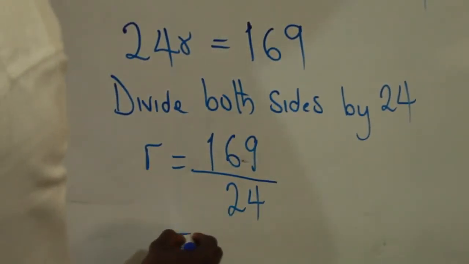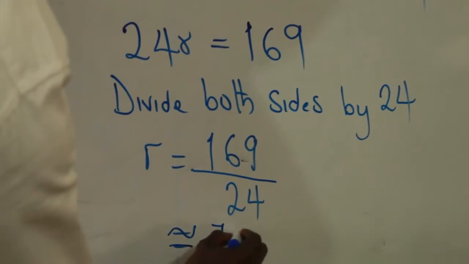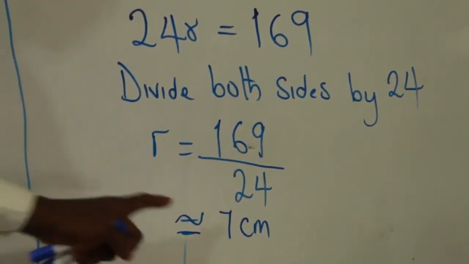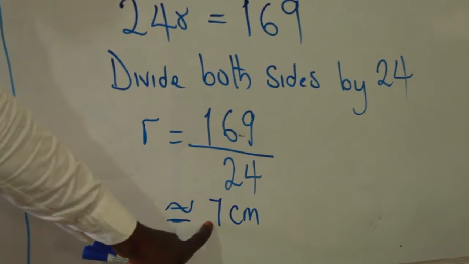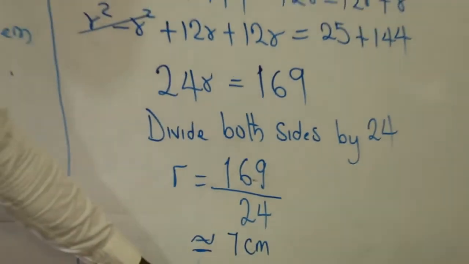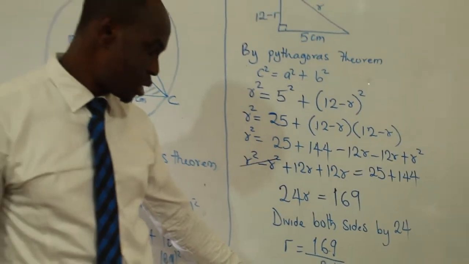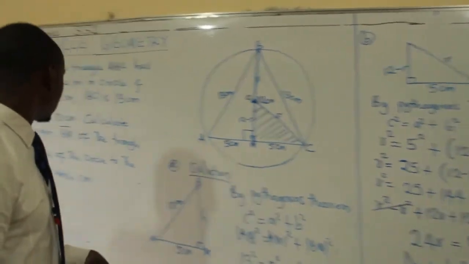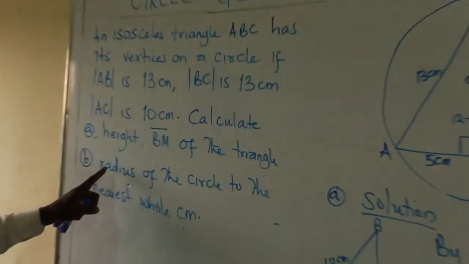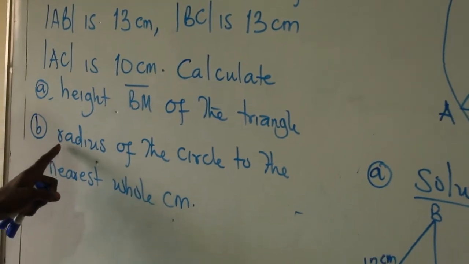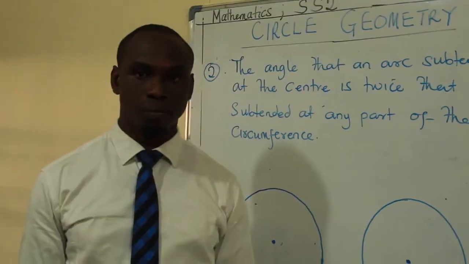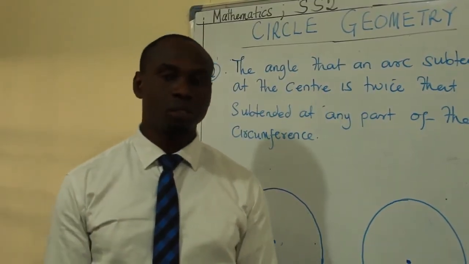You're going to get a value that is approximately equal to 7 centimeters. You're going to get 7.04 or thereabout. But by the time you approximate that value, you will get 7 centimeters. We have been able to find the radius of this particular circle to be equal to 7 centimeters, which satisfies the second part of the question, which says we should find the radius of the circle to the nearest whole centimeters. We're done with theorem 1.